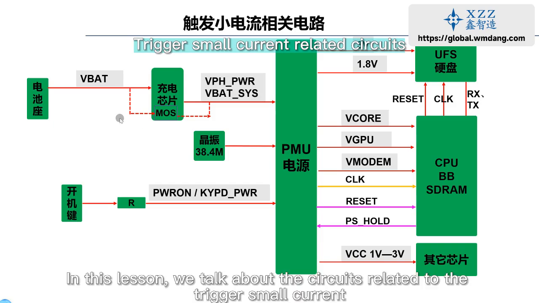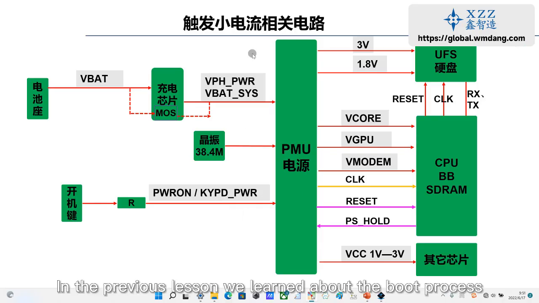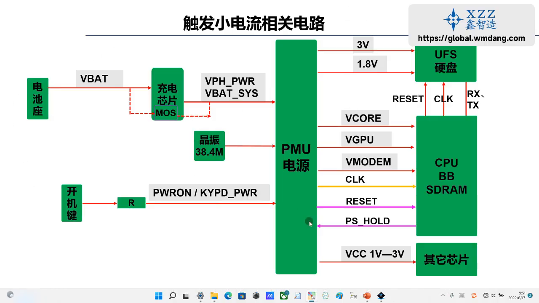In this lesson, we talk about circuits related to trigger small currents. In the previous lesson, we learned about the boot process. Now let's take a look at what these terms mean.